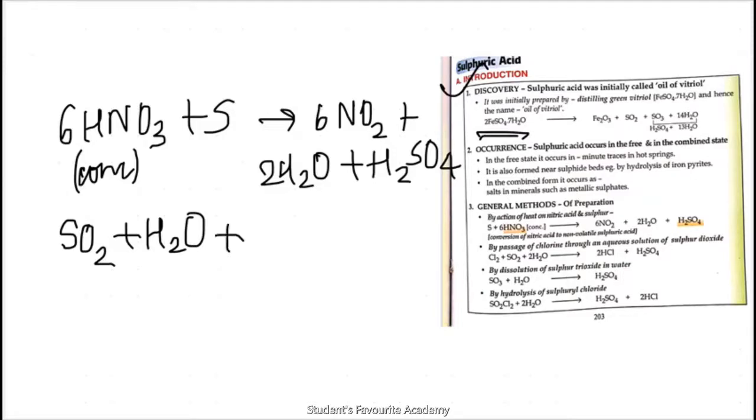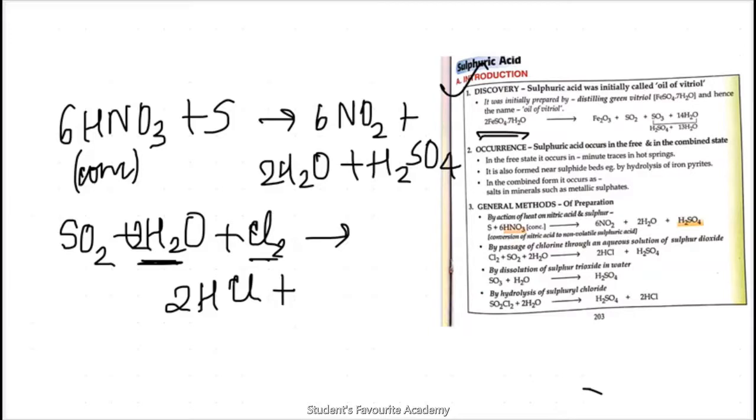When we say we are passing gas, in this solution I'll be adding the Cl2 gas. Here H2 and Cl2 will give me 2HCl, and I am left with 2 more H2, so it gives H2SO4. So the second way is: if I have an aqueous solution of sulfur dioxide and pass chlorine gas into it, I can also get sulfuric acid. The next way is by dissolution of sulfur trioxide in water.